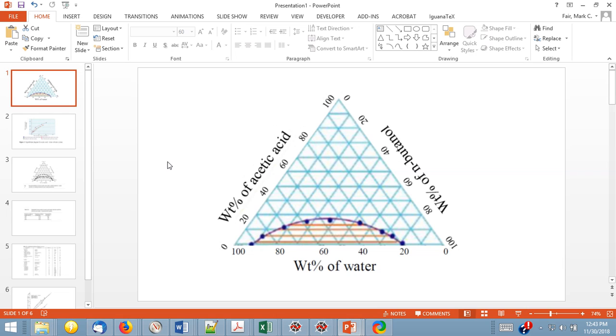So we were treating an acetic acid, water, butanol system, right? And we made the assumption in our problem that they were immiscible. Turns out they're not immiscible. In fact, there's a significant amount of miscibility. This is a plot that I found. I went and did some looking.